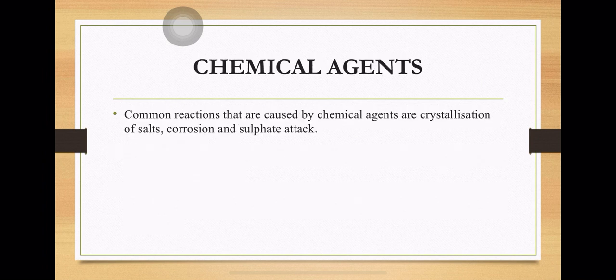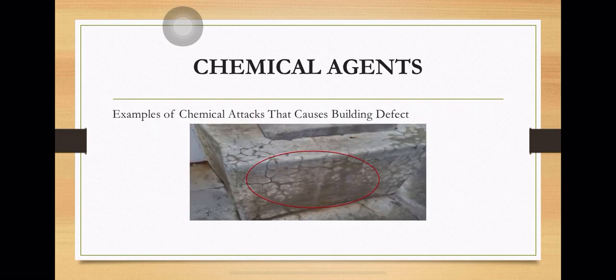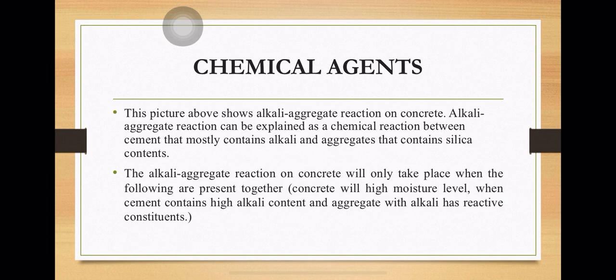Next is chemical agents. Common reactions that are caused by chemical agents are crystallization of salt, corrosion and sulfate attack. So the example of chemical attacks that cause building defects is shown in the picture below. The picture above shows alkali aggregate reaction on concrete.